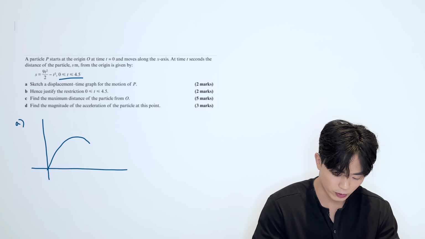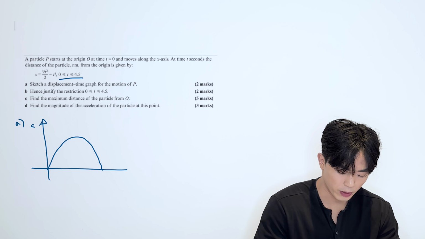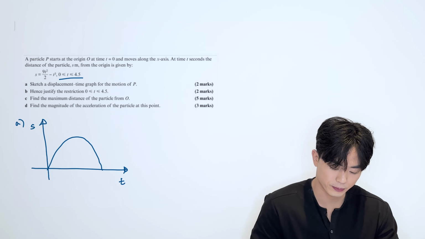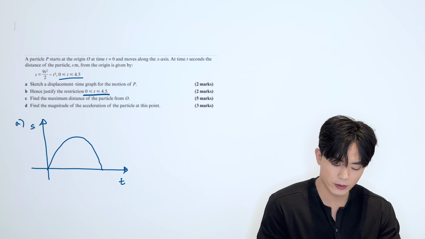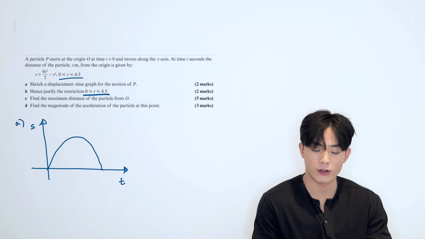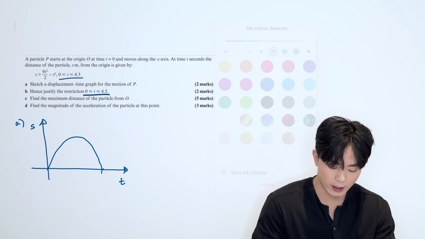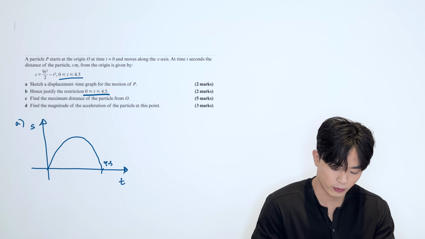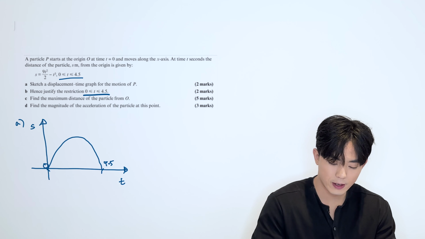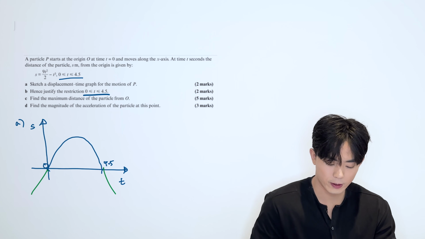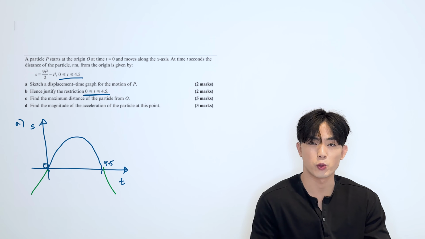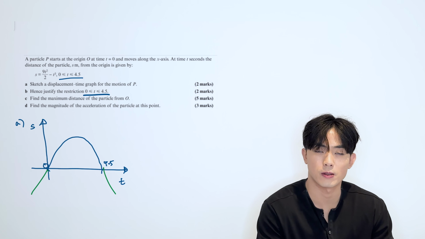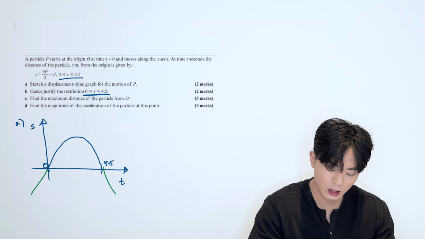So it's going to look something like this, where we have s and we have time, like here. Hence, justify the restriction between 0 and 4.5. Well, this point here is actually going to be 4.5, and this is 0 here, right? So any values past that, i.e. here and here, we know it's going to be negative displacement, which we don't want. So that's why we have to restrict it between 0 and 4.5.